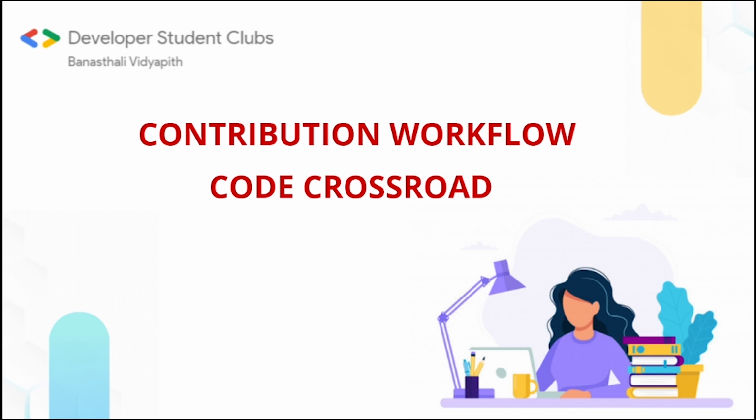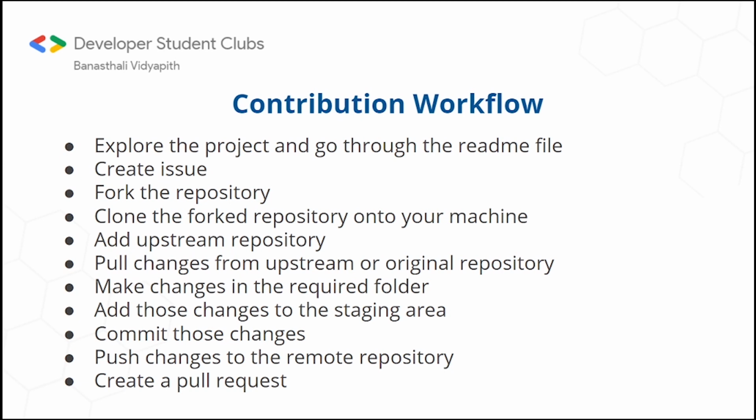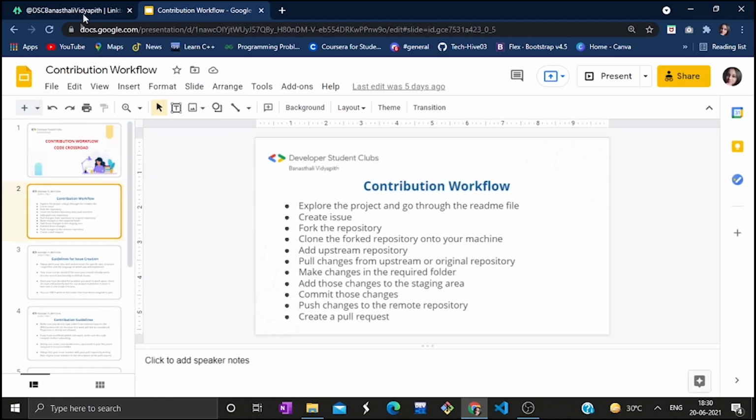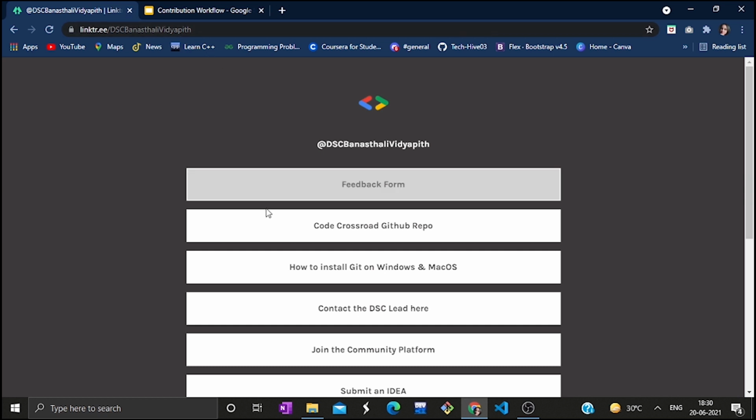So after we have our Git environment set up on our local system and GitHub account created, we are all set to contribute to open source. Now, I will guide you through the complete step-by-step process of contributing to our project Code Crossroad, right from creating an issue to making a pull request. So, let's first visit the GitHub repository of our project. For this, go to our Linktree and click on the second tab.